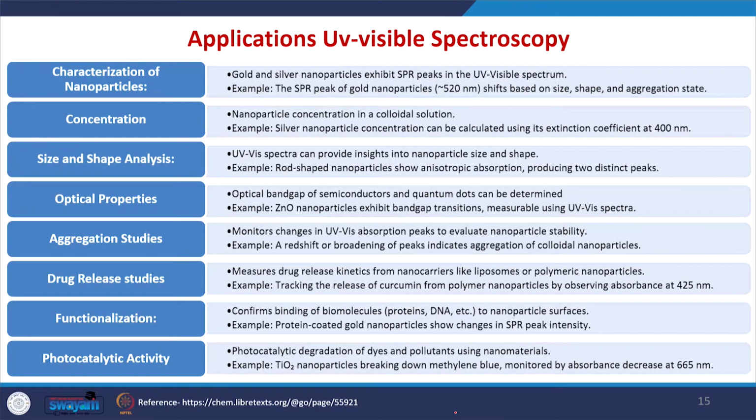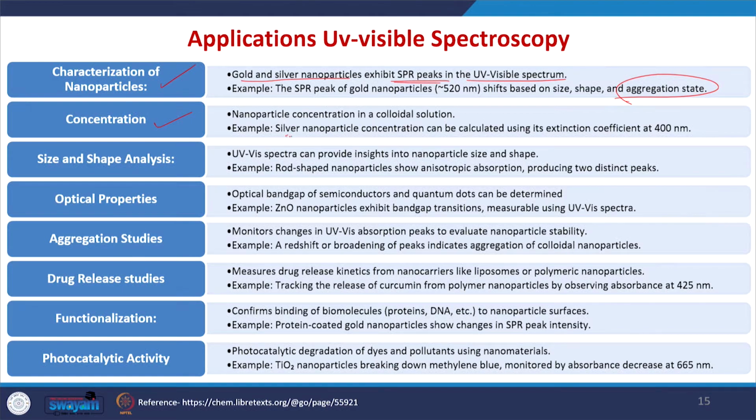Let us see the applications of UV-visible spectroscopy. We can use it for characterization of nanoparticles, as we learnt in the previous slides. Like we can use it for studying the metal nanoparticles, as they exhibit SPR peaks in the UV-visible spectrum, and we can use this spectroscopy for understanding whether the nanoparticle is in the dispersed state or in the aggregation state. And we can also use it for measuring the concentration. Nanoparticle concentration in a colloidal solution can be measured using the spectrophotometer.